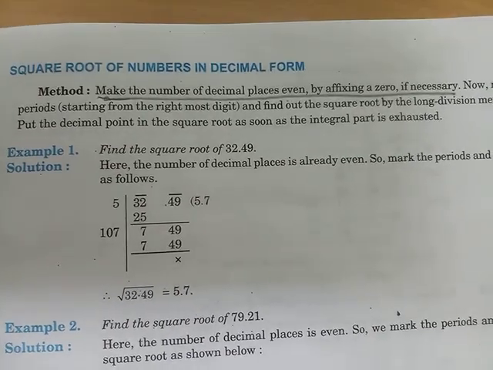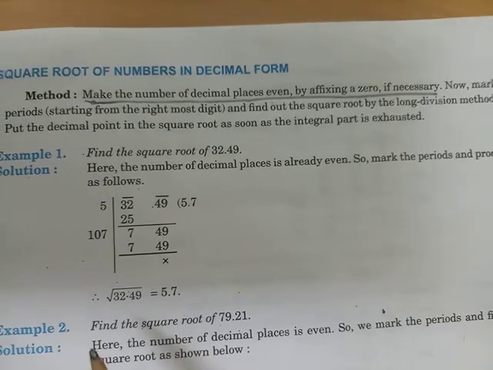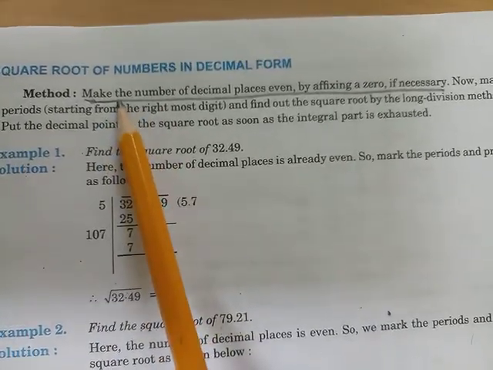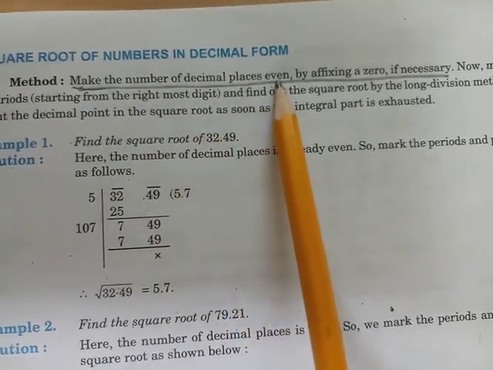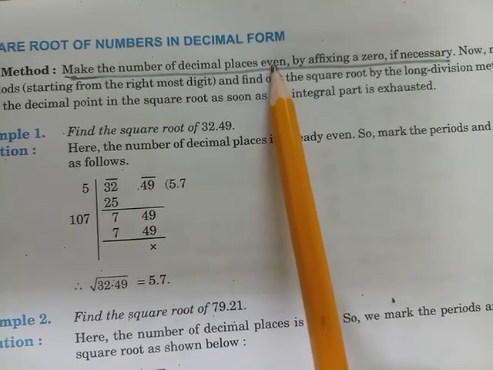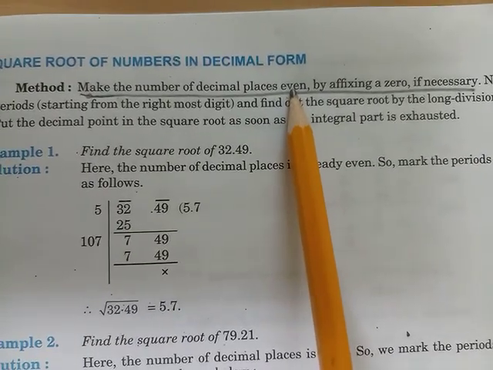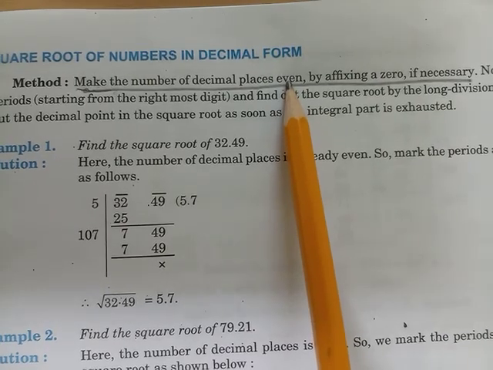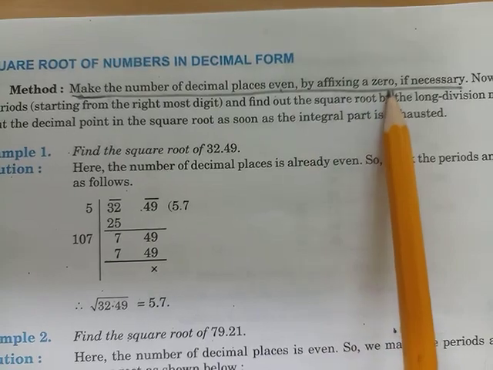Today I am going to teach you square root of numbers in decimal form. Whenever we are looking for the square root of decimal numbers, the first thing we do is make sure the decimal places are even. That means after the decimal we should have 2 places, 4 places, 6 places and so on. If you have odd places, that means only 1 place, or 3 places, or 5 places after the decimal, then you can affix a 0.